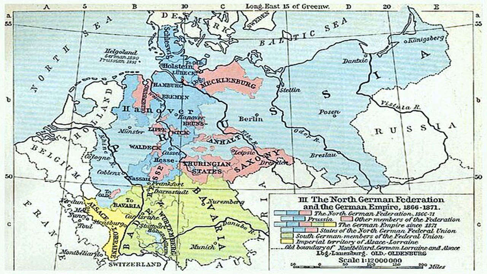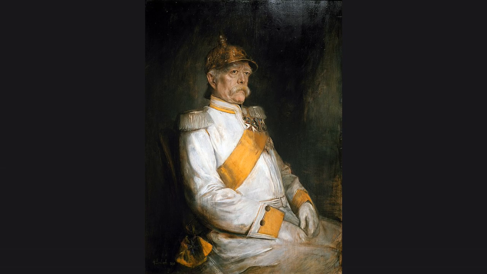The unification of Germany was one of the most pivotal events in European history, and at the center of it all was Otto von Bismarck, the Iron Chancellor. Bismarck's genius lay not only in his ability to manipulate the political landscape within Germany, but also in his strategic use of war to achieve his vision of a unified German state under Prussian leadership.